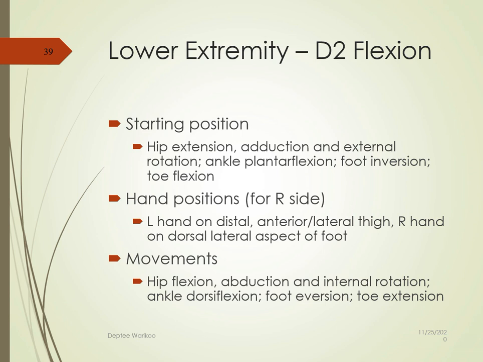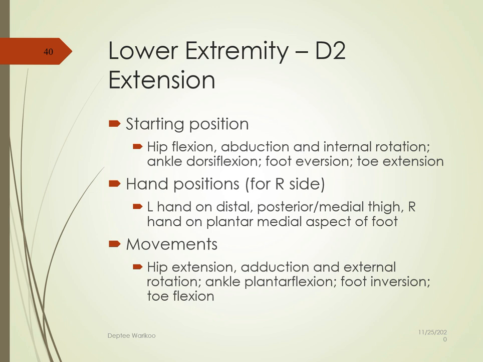Next one is the lower extremity D2 flexion pattern, which will start with hip extension, adduction and external rotation, ankle plantar flexion, foot inversion and toe flexion. Again we will cross the body diagonally, and D2 flexion of the lower extremity will end in hip flexion, abduction and internal rotation. Knees again neutral, flexion or extension. Then ankles in dorsiflexion and eversion, and toes in extension.